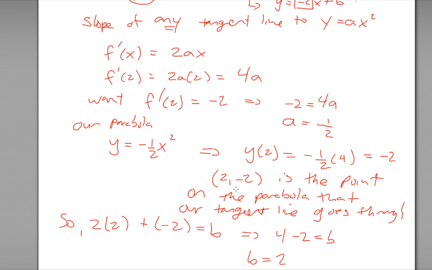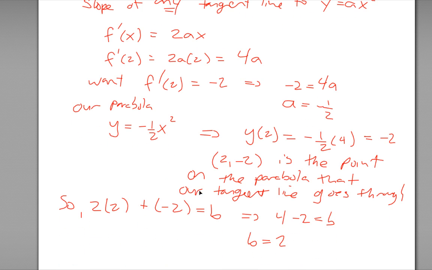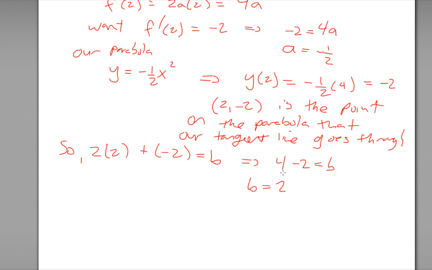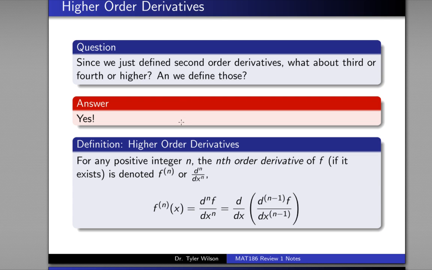So once I know a tangent line is going through (2, -2), I can just plug in 2 for x, negative 2 for y, and I can solve for b, which is what I did. b equals 2. Okay, so just kind of a little twist on tangent lines and derivatives. Let me see if I want to go over another one. I want to save these again, just to make sure that nothing gets left out.